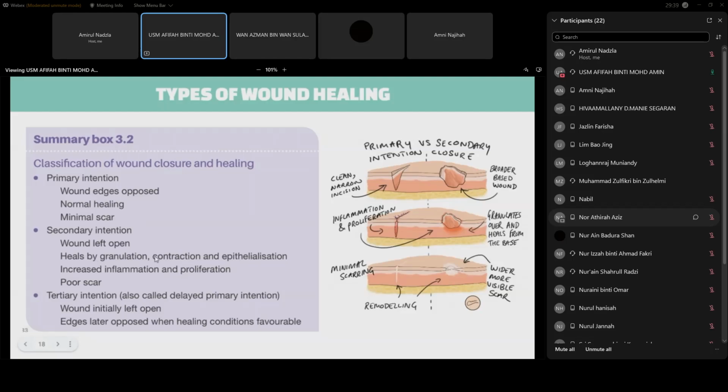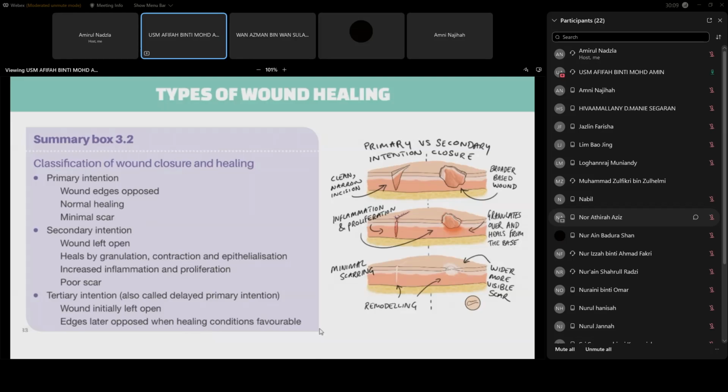And then the third kind of wound closure and healing is tertiary intention, which is also called a delayed primary intention, when the wound is initially left open after debridement. And then after a period of open observation, after the wound appears clean, and there is evidence of good tissue viability and also tissue perfusion, then there will be subsequent surgical repair of the wound.